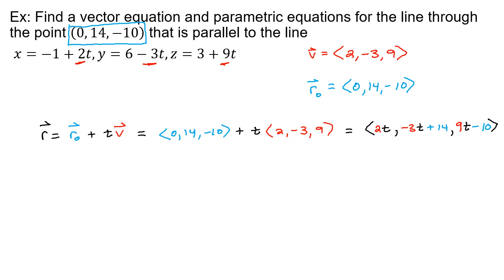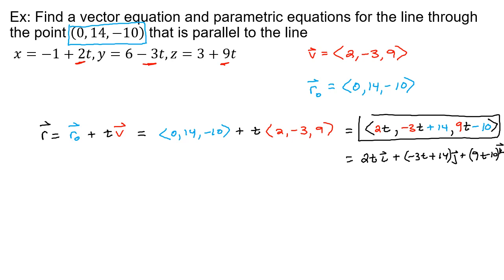Or, like I said, you could put it in ijk notation. This would be 2t i plus negative 3t plus 14 j plus 9t minus 10 k. There's a k on the end right there. Oh, I almost ran out of room. So you could write it that way as well if you'd rather do the ijk notation. I'm partial to the non-ijk notation, so I would write it like this. But you could write it either way.